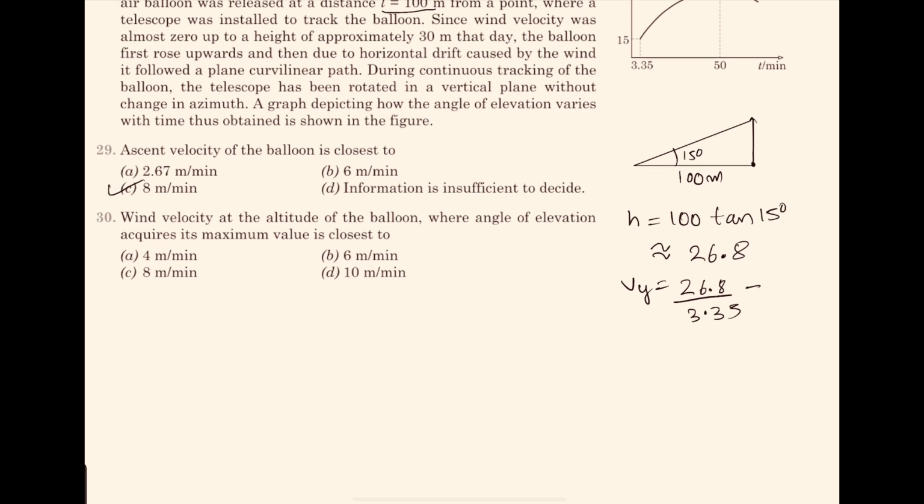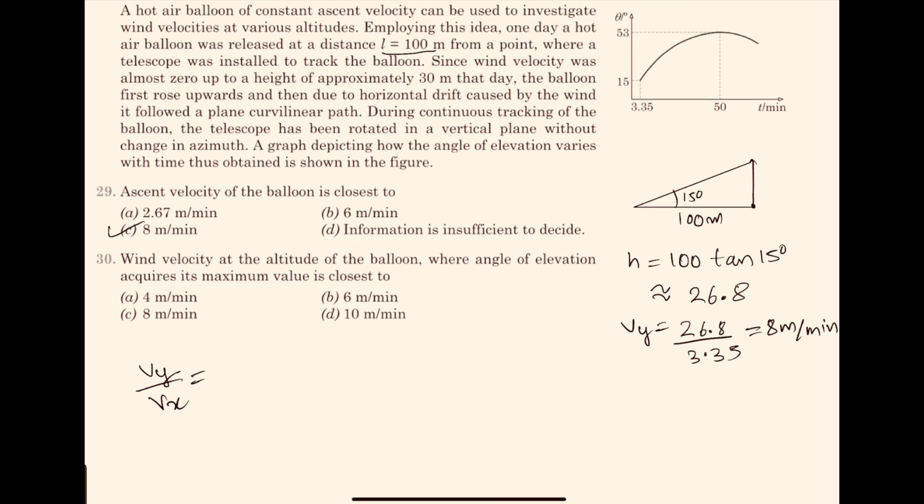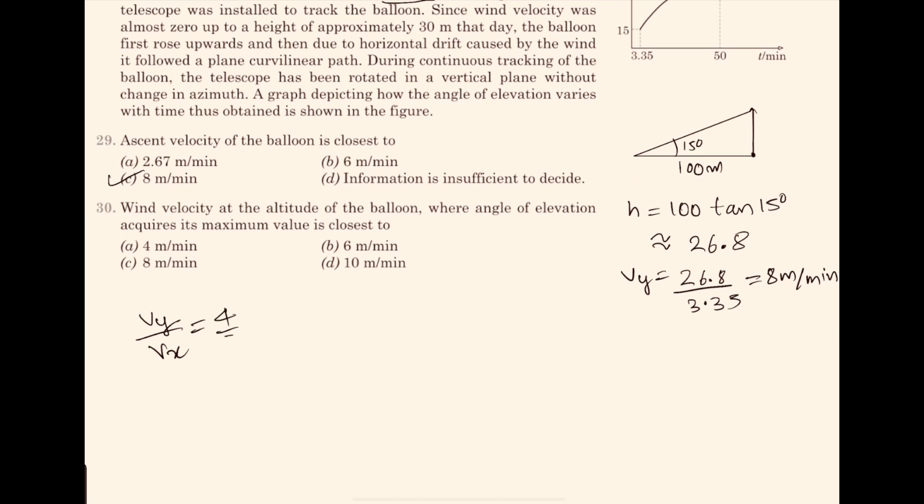Vy we already know. Vy is 8 meter per minute. Now Vx we can calculate. Vy by Vx is tan 53 degree, which is 4 by 3. So Vx is equal to 3 by 4 times Vy. 3 by 4 into 8 is 6. So it has a horizontal velocity of 6 meter per minute.